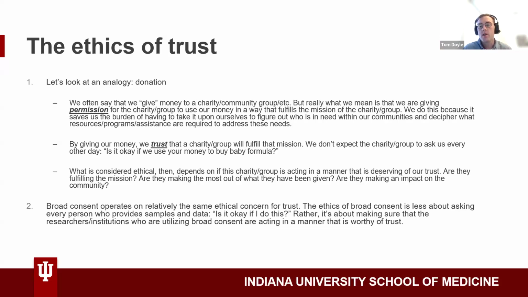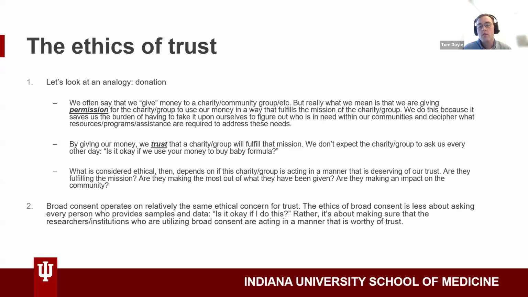We don't expect the charity or group to ask us every time, or every other day, is it okay if we use this money to buy baby formula, right? So we place a lot of trust in a charity or group, or a biobank, to fulfill the mission and to use our samples in a responsible and trustworthy manner. So what is considered ethical then depends on whether this charity or group is acting in a manner that is deserving of our trust.